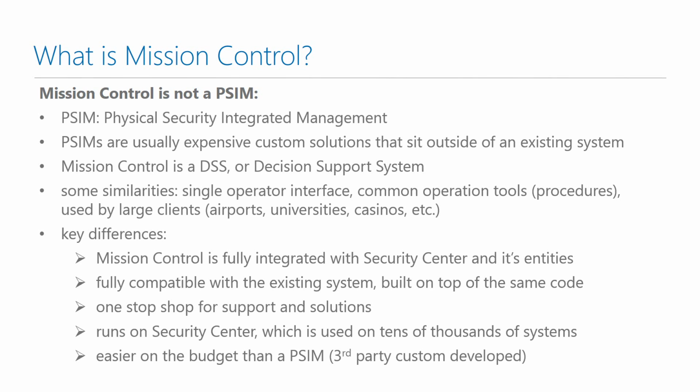PSIMs are usually highly customized and complex software solutions that are made for one particular client, whereas Mission Control runs on the Security Center platform, which is used by tens of thousands of systems. From a budget perspective, Mission Control is a lot cheaper than what you'd have to pay for an equivalent PSIM, since it's not a custom build and can be installed and configured right off the shelf.